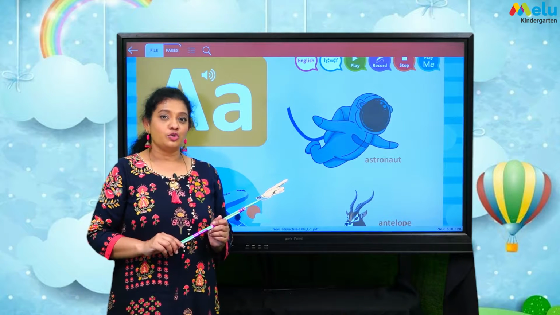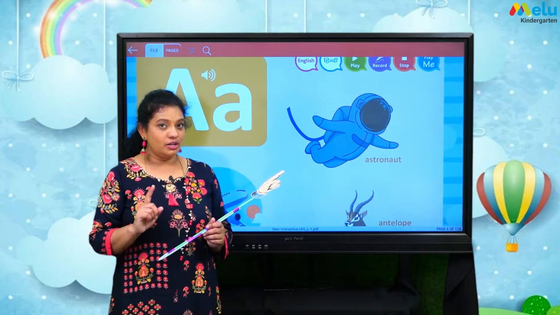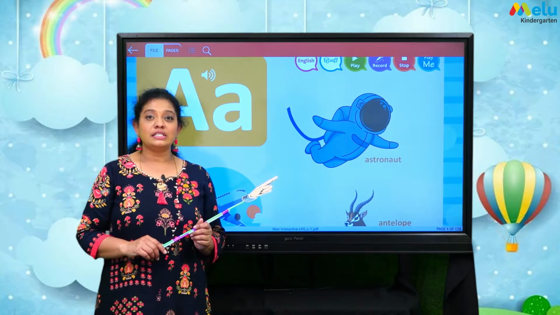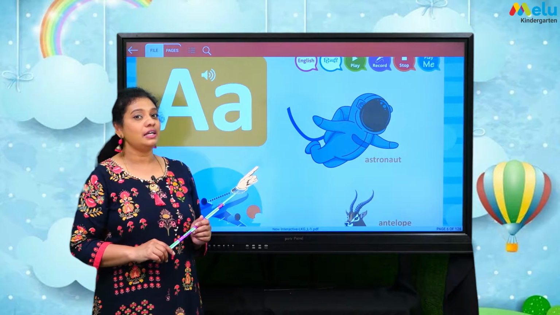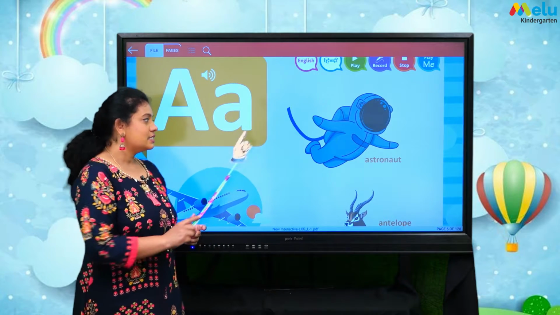Okay children? So now we understood which letter is called uppercase letter and which letter is called lowercase letter and what is the sound of letter A. Right? Now we will see a few words that start with letter A. See here.